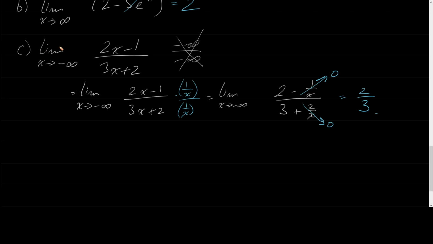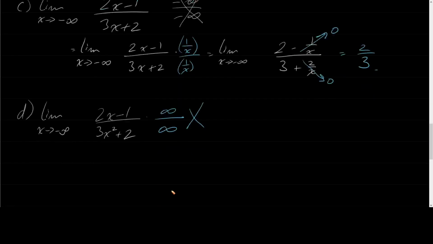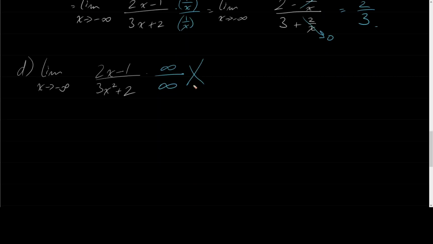Let's look at a similar example to this. D. Let's take the limit as x goes to negative infinity of, let's do something very similar to this, 2x minus 1 over 3x squared plus 2. All right. Notice that it's essentially the same idea. I just changed it into x squared on the bottom. Well, in here we're going to start in the same exact way, right? Because if I were to just plug in infinity, I end up with infinity on the top, infinity on the bottom. That's indeterminate.